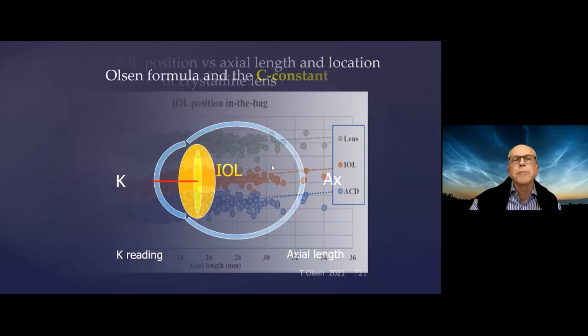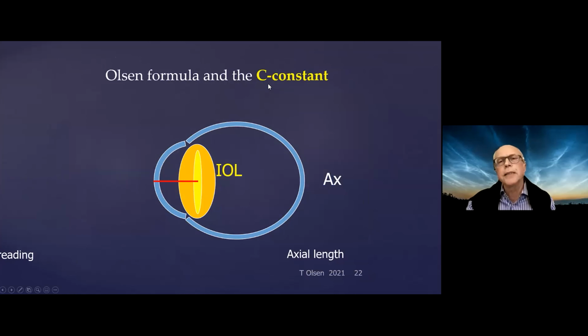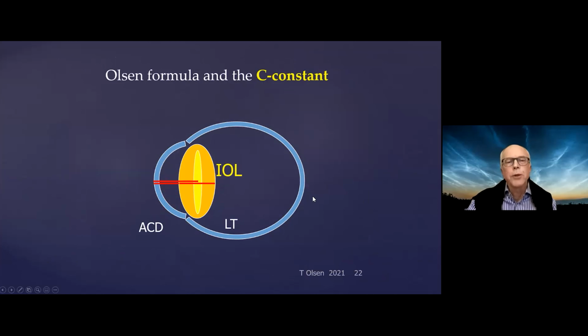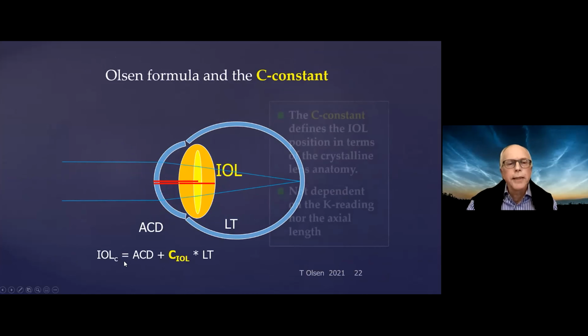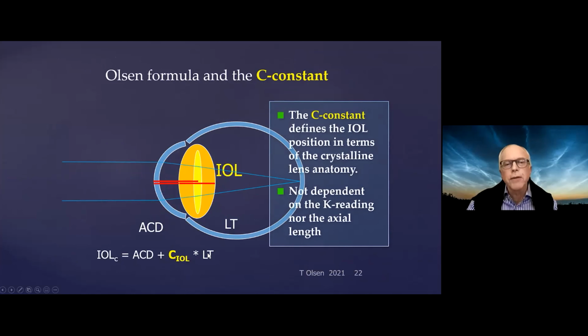But the trick is there's a mathematical relationship. And this is what I call the C constant. The C constant is very simple because it depends only on the ACD, pre-op, and the lens thickness. And here you can see the formula. By a fraction of the lens thickness, we add to the anterior chamber depth, then we get the center of the IOL after surgery. It's very important to realize that this constant is not depending on the K reading nor the axial length, and it's going to play an important role when you go to the post-LASIK cases of very odd corneas.